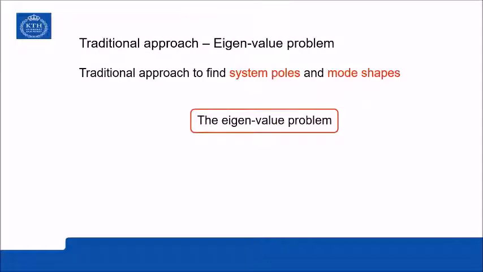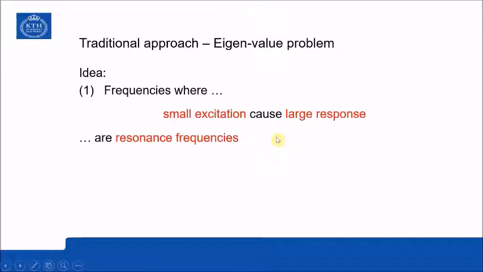The traditional approach to investigate the modes, the vibration modes of the system, is to set up and solve and analyze the eigenvalue problem of the system. So this is an alternative route to find the system poles and mode shapes. We are about now to see how we can solve the eigenvalue problem for the system.